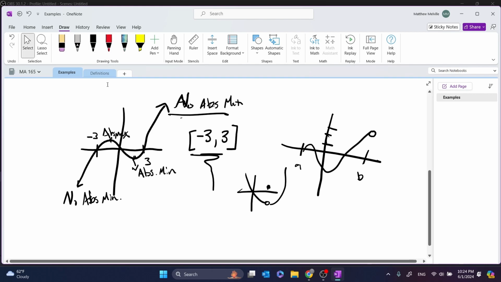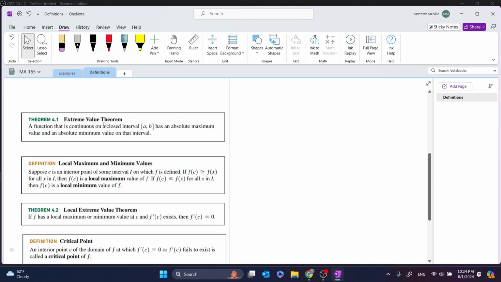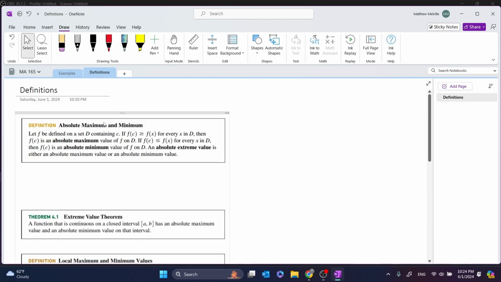Okay, so I'm going to go over here to definitions real quick, and I'm just going to come up here to look at the absolute maximum and minimum. This is just saying, hey, look, it's an absolute maximum if f is bigger than everything else. If it's smaller than everything else, then it's an absolute minimum. We call them the absolute extreme values. So oftentimes these are extreme values.